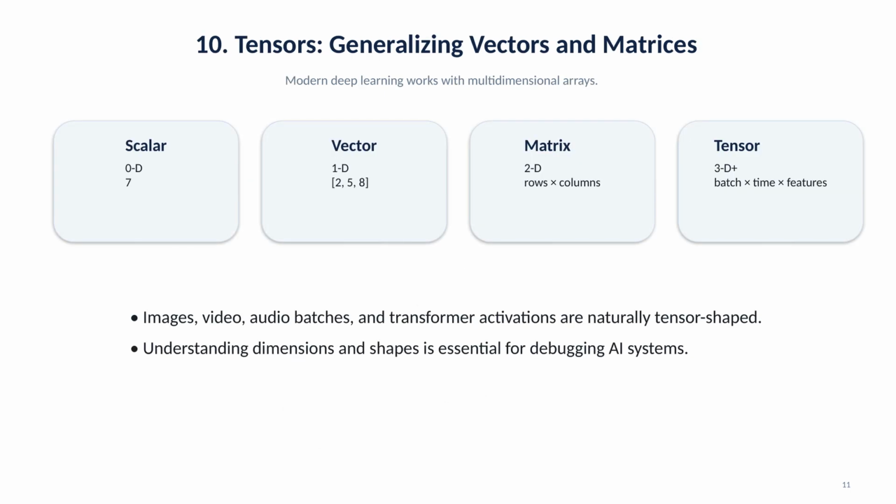Data in deep learning are multi-dimensional arrays. A scalar is a single number, 0-dimensional. A vector is 1-dimensional, an ordered list such as 2, 5, 8. A matrix is 2-dimensional, rows by columns, useful for data sets. A tensor generalizes these to 3 or more dimensions, for example, batch by time by features, which is how images, video, audio batches, and transformer activations are represented. Knowing shapes helps debug models.